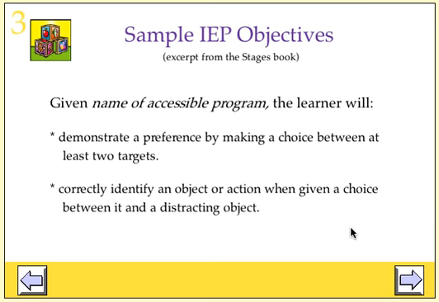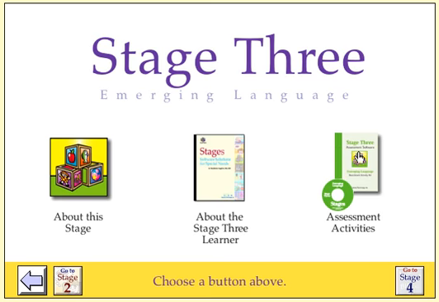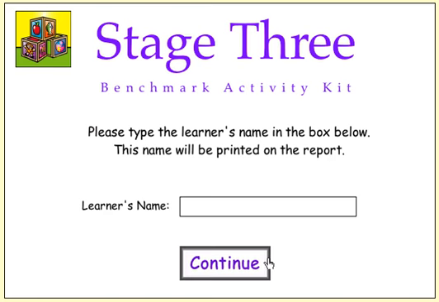Here are some IEP objectives. We want them to very consistently make choices, identifying objects on the screen. This is a brand new skill for learners at stage 3. We want them to be consistent, and even though there are distractors on the screen, that they will watch and wait and pick the right one. Let's take a look at the assessment.